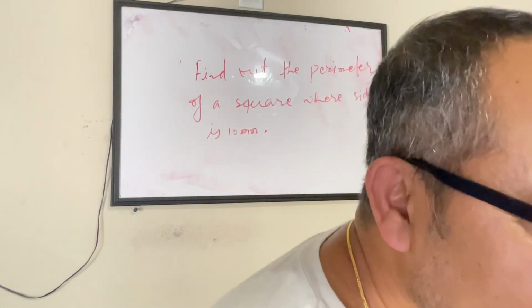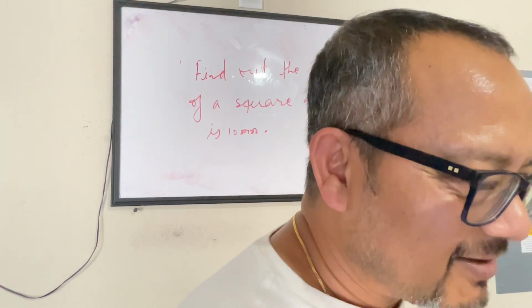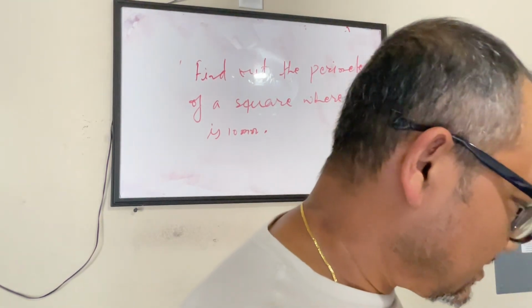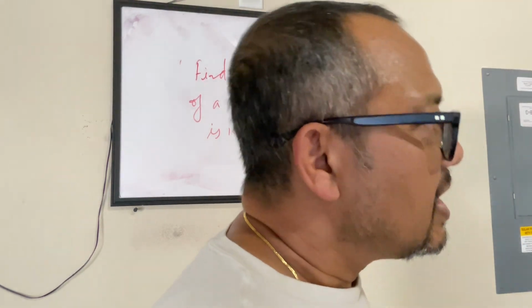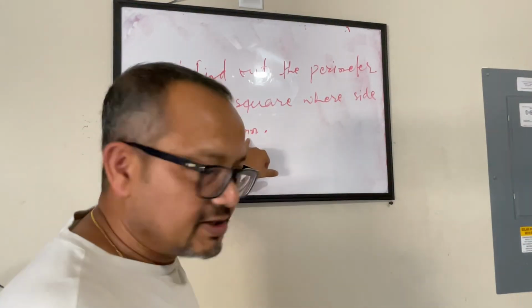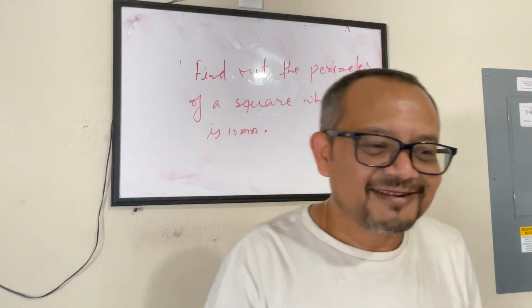What is that? I've got that. How much is it? It's 47. You have to multiply 10 by 4. So it will be 40 millimeter. But how? Now you have to teach me.